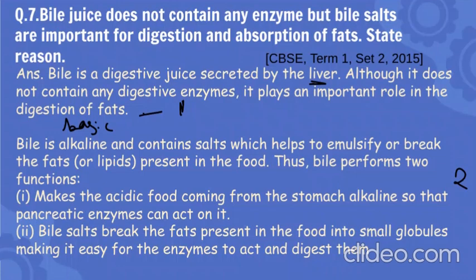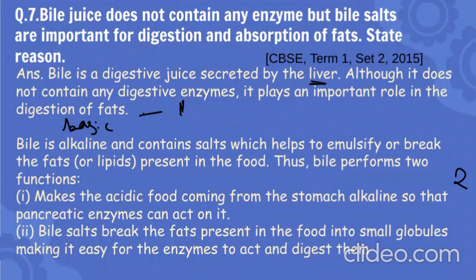So when acidic food comes, the bile juice is alkaline, so the acid and alkaline become a salt, correct? It will be neutralized. So the pancreatic enzymes released by the pancreas can easily absorb and digest it.